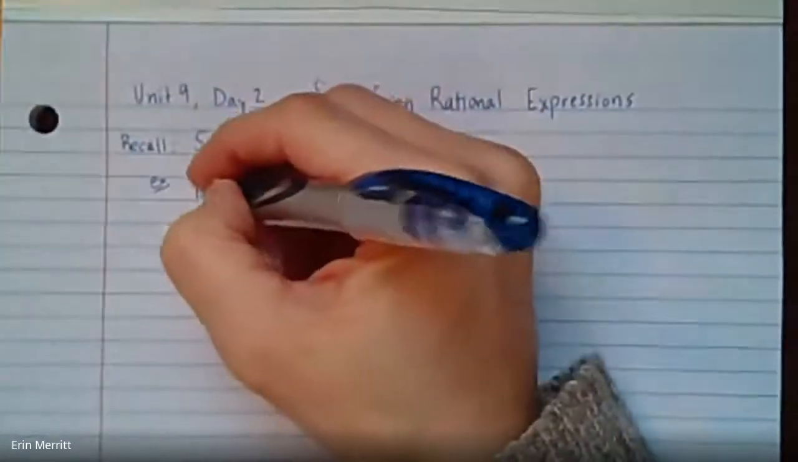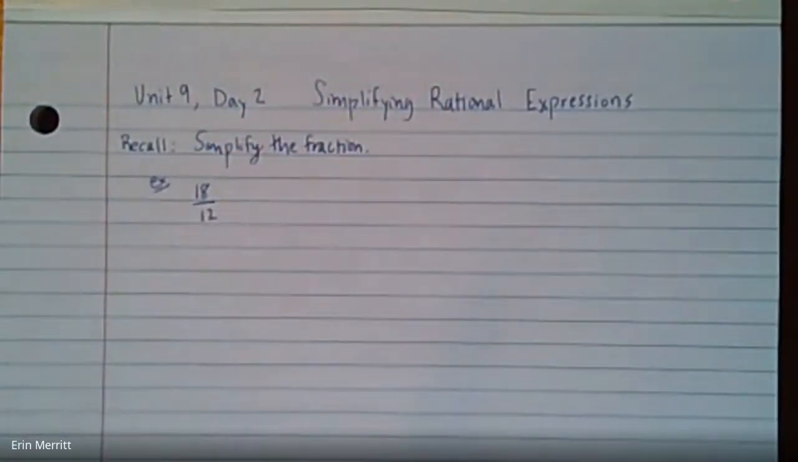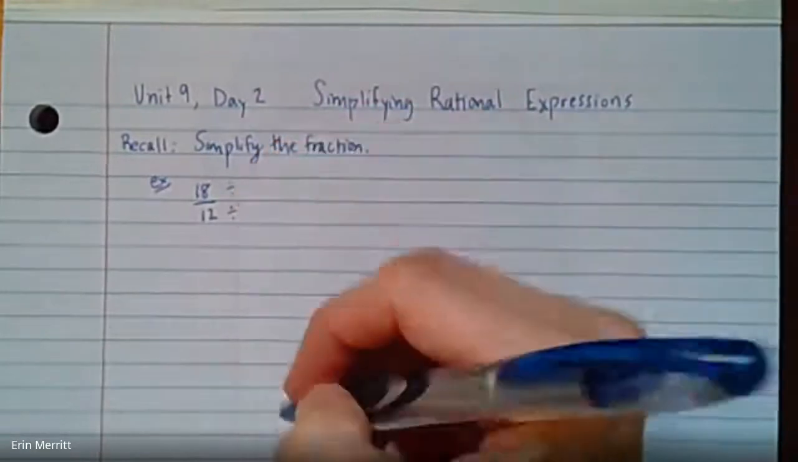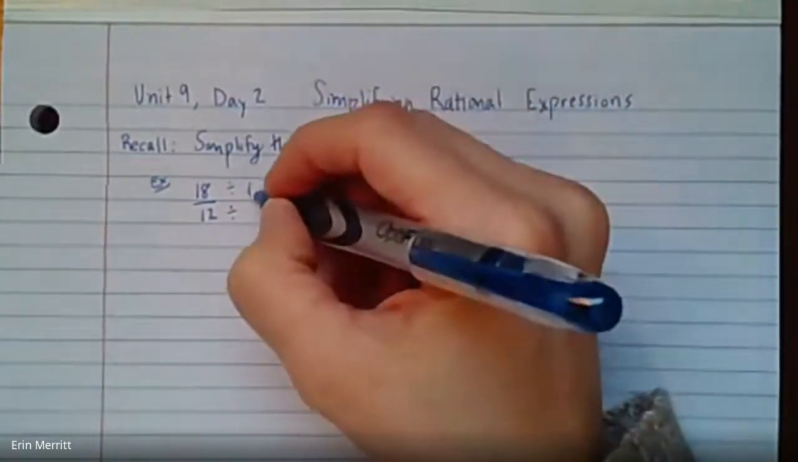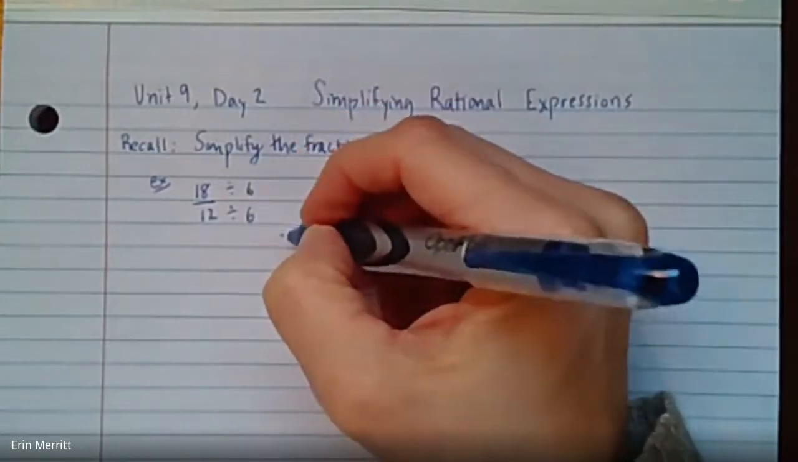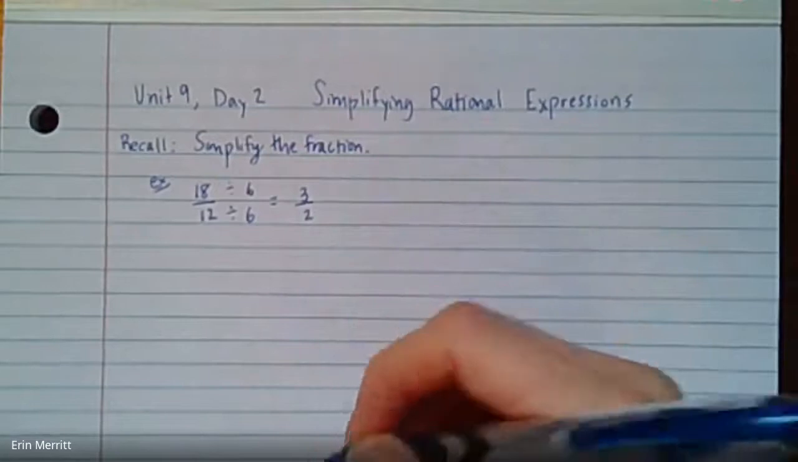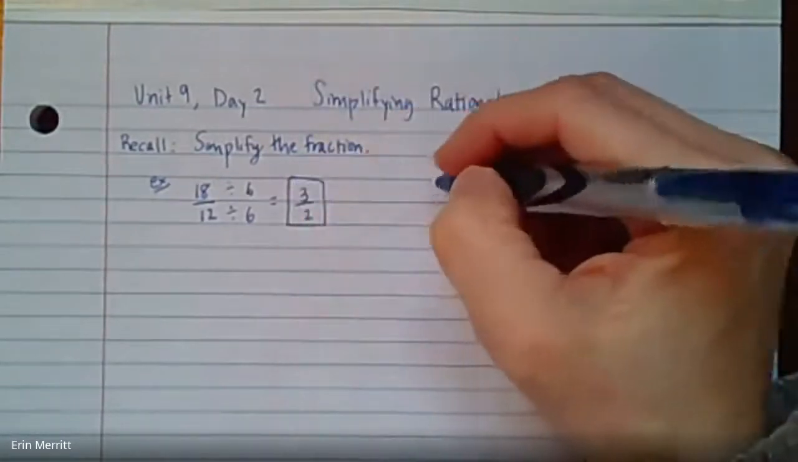So as an easy example to work with, if I give you 18 twelfths, there's a couple ways that we can do this. One way to do it would simply be to say, okay, I can think about dividing each piece of it by a common factor, right? And so I can divide this by 6 and I could divide this guy by 6 and that would give me 3/2, which really is just factoring.